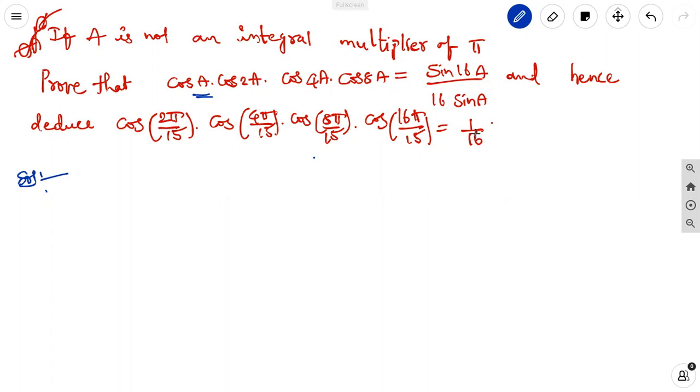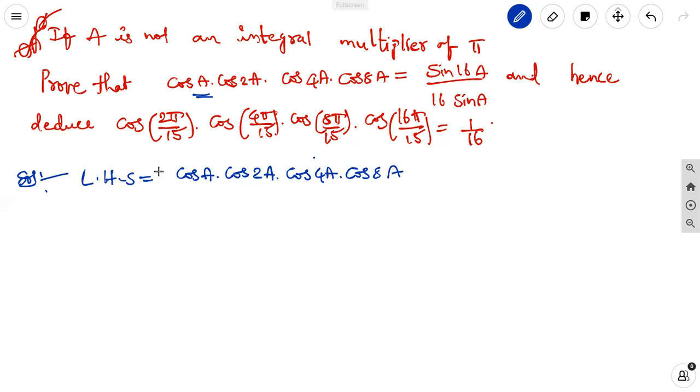We can prove that the right hand side value is 1 by 16. First, we can observe the LHS. What is the LHS? LHS is equal to cos A into cos 2A into cos 4A into cos 8A.